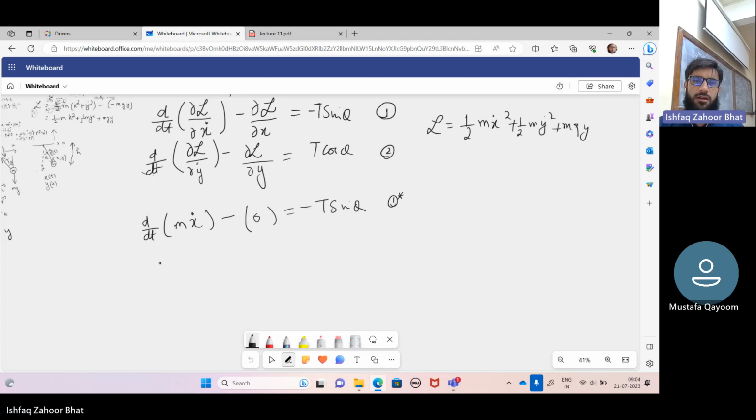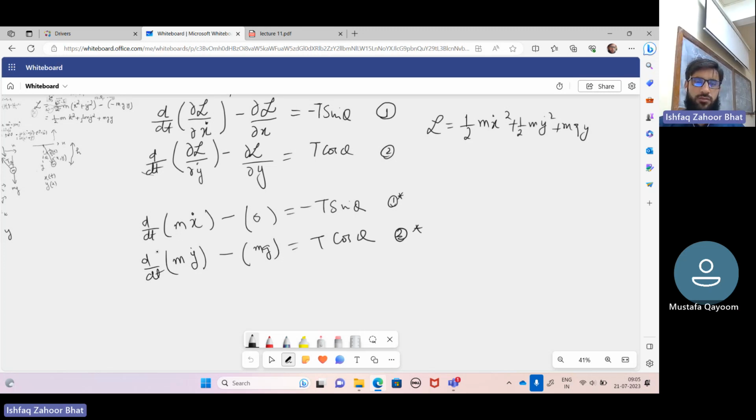And what will be this thing? So this will be d by dt of partial L dot by my dot, minus delta L upon delta y will be equal to, not 0, mg, sorry. And this will be equal to t cos of theta.